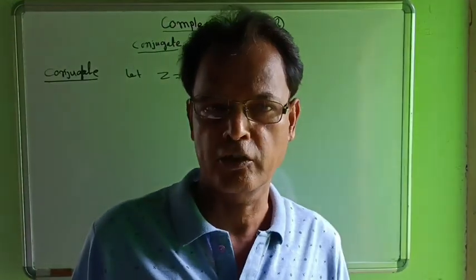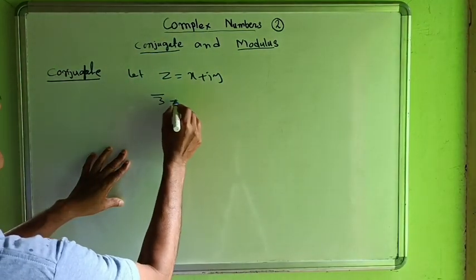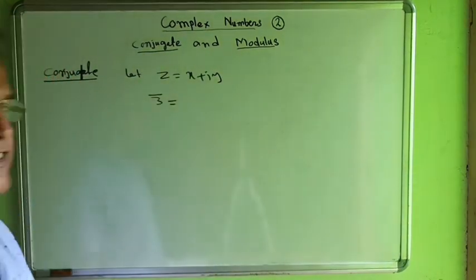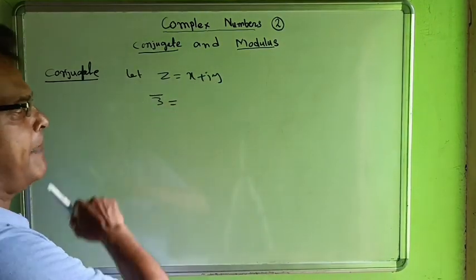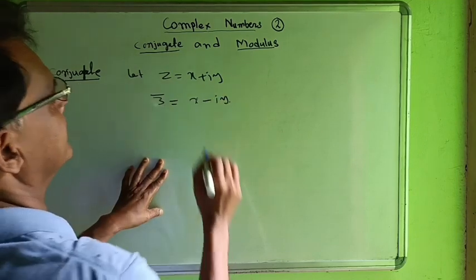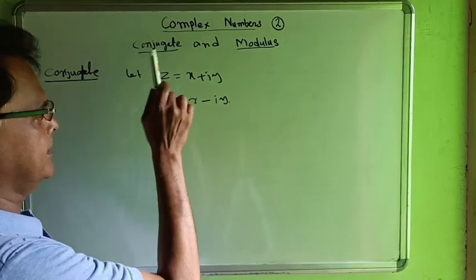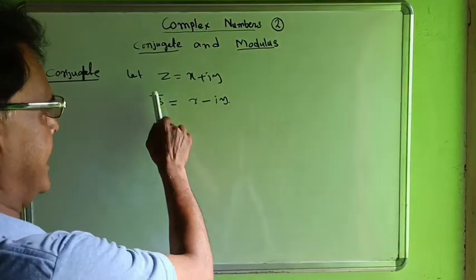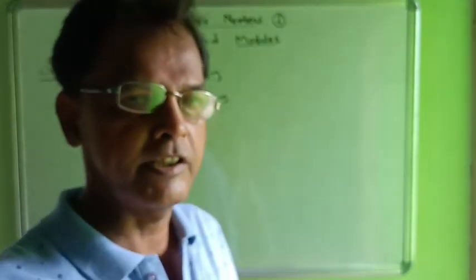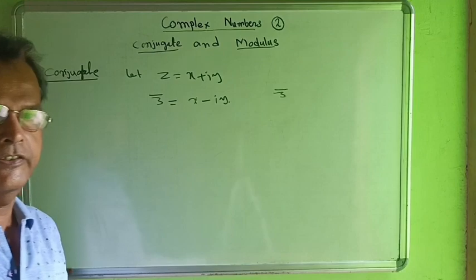Generally, conjugate is denoted by z bar. Z bar equal to what? That means, since we replaced i by minus i, we get x minus iy. This is the conjugate of this complex number. That is, z is equal to x plus iy, z bar is equal to x minus iy. Conjugate is denoted by z bar.